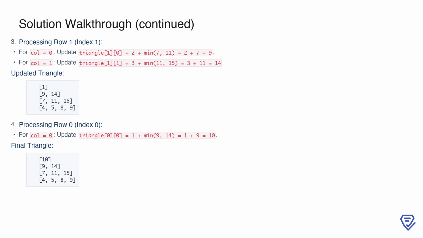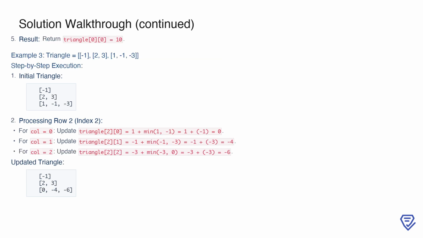Finally, we process row 0. At column 0, triangle[0][0] is updated to 1 plus the minimum of 9 and 14, resulting in 1 plus 9 is equal to 10. The triangle is now reduced to a single value at the top: 10, 9, 14, 7, 11, 15, 4, 5, 8, 9. For this second example, the solution is found at triangle[0][0], which is 10.